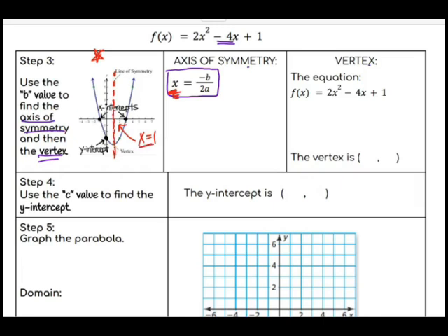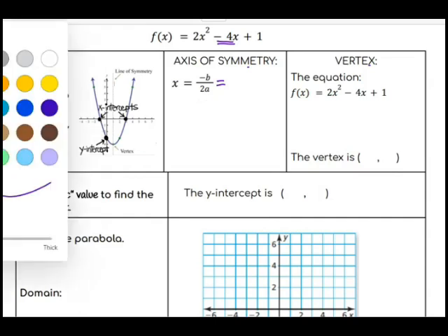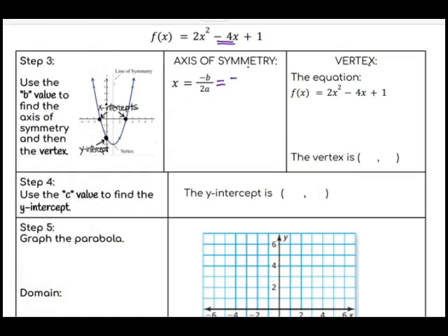We're going to then use this value of x to find the y value of the vertex. So let's give this a whirl. My equation here says the opposite of b divided by 2a. Well, the opposite of b, right now my b value is -4. So the opposite of -4 is really +4, correct? Over 2 times a, and remember our a value is 2.